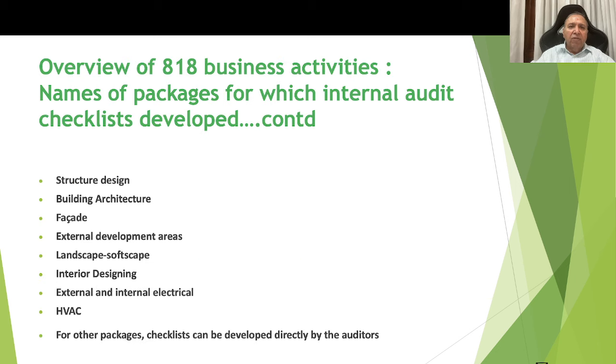Now, what are these over 800 business activities? In this, the packages which I have considered are structure design, building architecture, facade, external development areas, landscape and softscape, interior designing, external and internal electrical, and HVAC, heat ventilation, air conditioning, etc. And for other packages, the checklist can be similarly developed directly by the auditors.